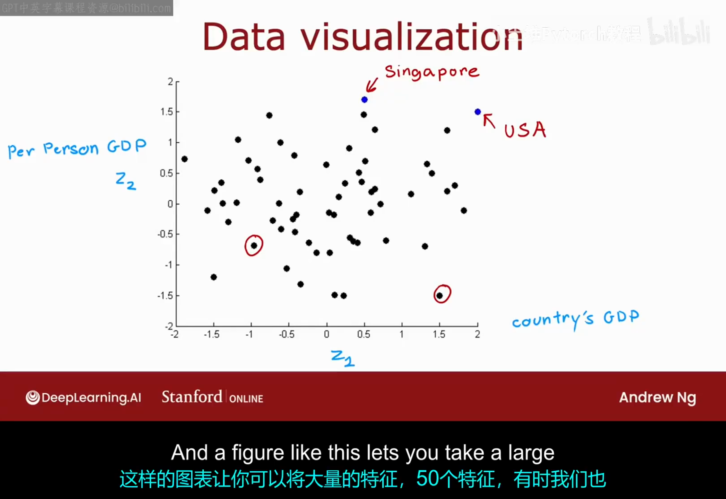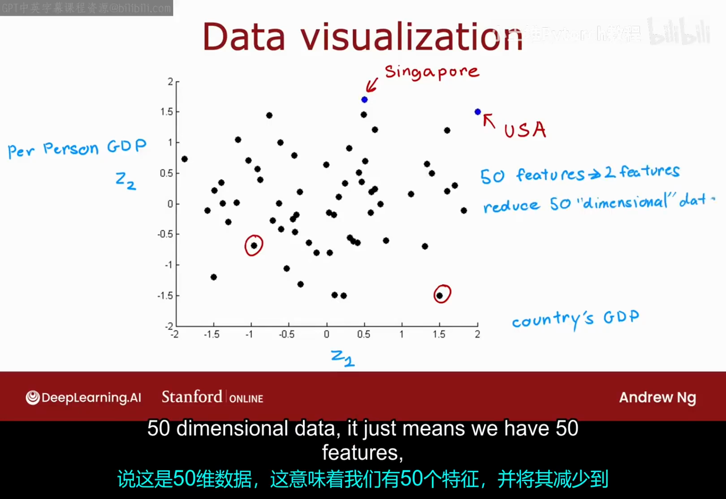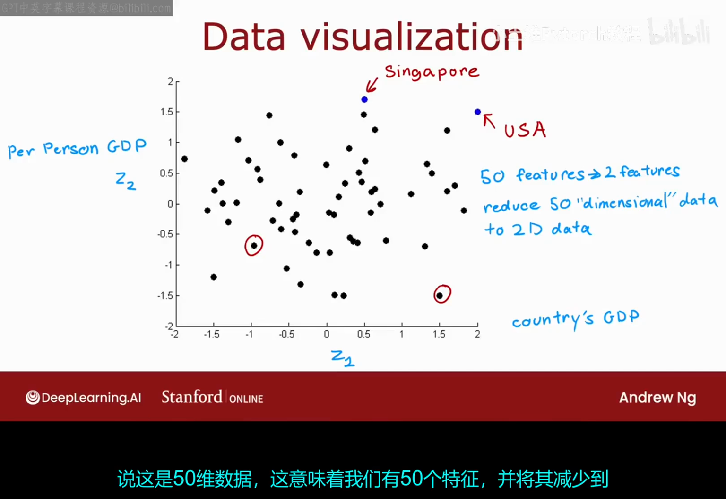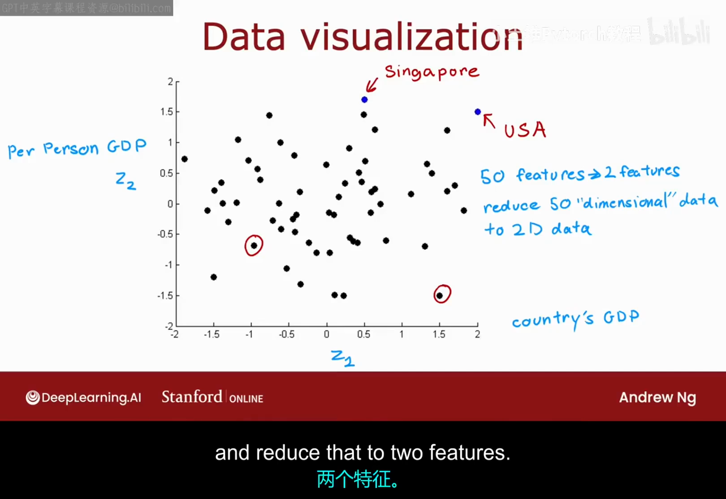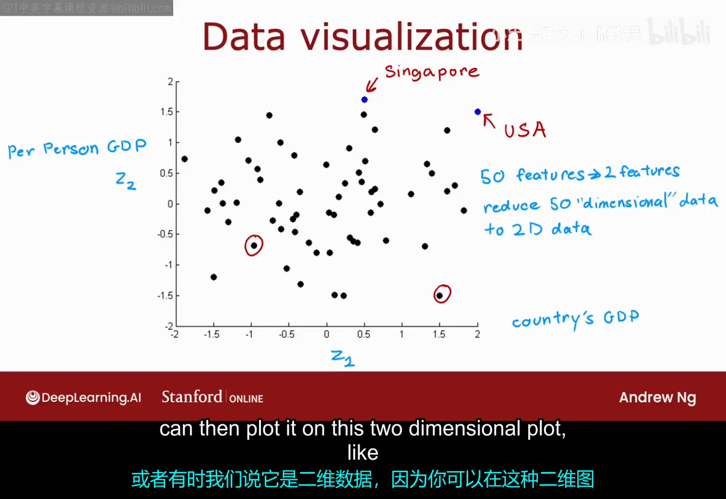And a figure like this lets you take a large number of features, 50 features. Sometimes we also say that's 50-dimensional data. It just means we have 50 features, and reduce that to 2 features. Or sometimes we say it's 2-dimensional data because you can then plot it on this 2-dimensional plot like you're seeing here.